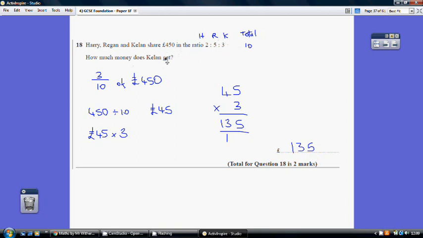How much money does Keelan get? Well, we get £45 for every share we've got. Keelan has got 3 shares, so we need 3 lots of 45, which is £135.